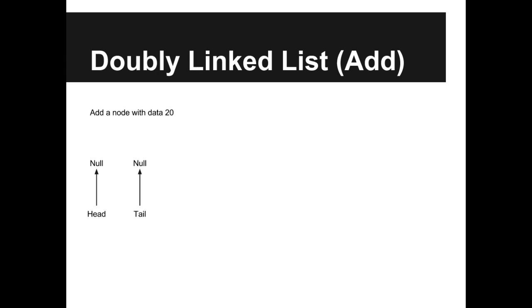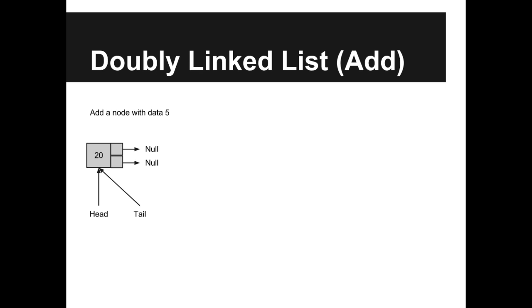The first thing that we do is to create a node with data 20 and point the previous pointer and next pointer to null. Then, because it's the first item in our linked list, simply our head is going to point at the node and the tail is going to point at the node as well. And that is how we add the first element to our linked list.